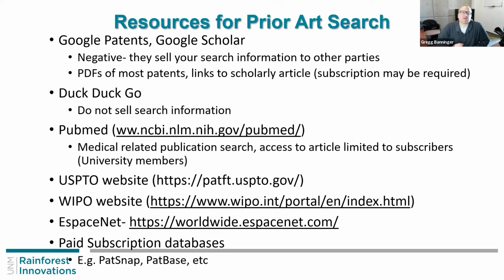So here are some resources to do prior art searching. Google Patents and Google Scholar are really good. There is a negative to that: they sell your search information to other parties. So maybe if you're searching your invention, they'll sell it to somebody else and they'll come after you. I don't know, maybe that's a little far-fetched, but they're definitely selling your information.